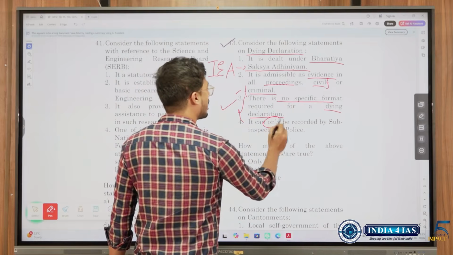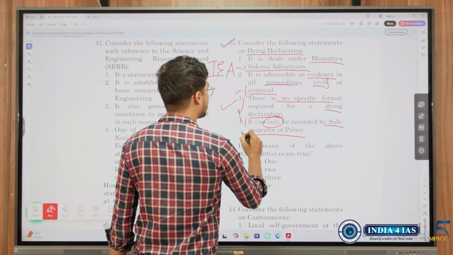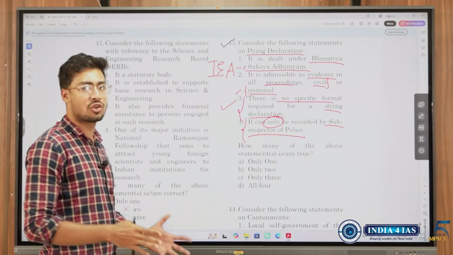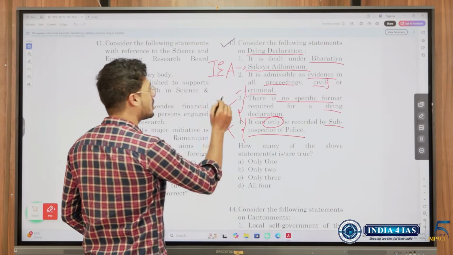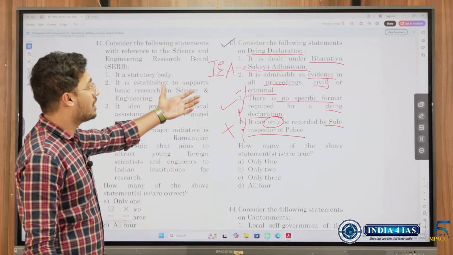It can only be recorded by SI. So last moment when he is dying, we do not expect a particular person to come there and record. Anybody could record it. So this is wrong. So 4 is wrong, 3 is wrong. It is admissible as evidence.